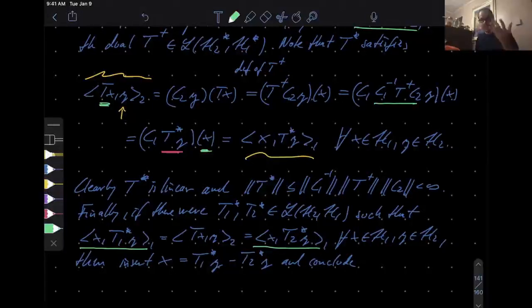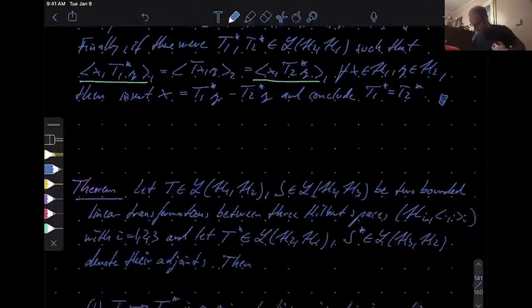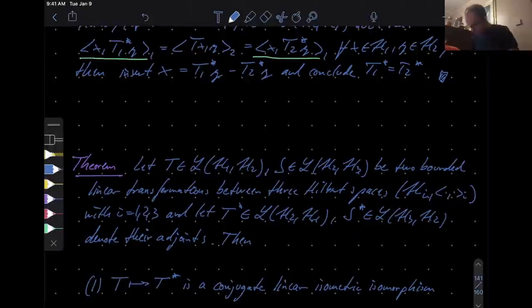Then you take again the optimization over y, you get the operator norm of the difference t1 star minus t2 star. That operator norm has to be equal to 0, and then you get that t1 star is equal to t2 star, right? And conclude, oh, it's not in green, in blue, and conclude t1 star equals t2 star, right? So this argument we have applied several times. All right, good, nice. So now we have the Hilbert space adjoint, or simply adjoint.